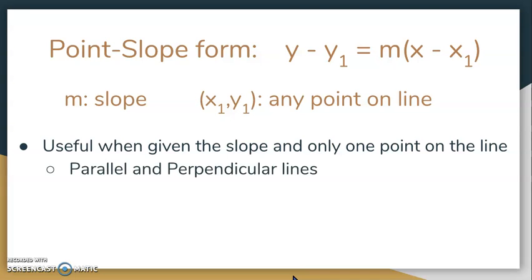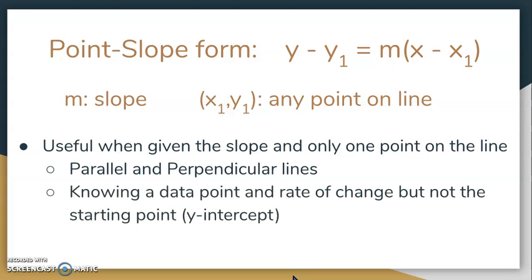Parallel and perpendicular lines are an application that this comes up in a lot, as well as when we're looking at data and we know one data point and we happen to know the rate of change, but we don't necessarily know the starting point. That's why point-slope form has an advantage over slope-intercept.